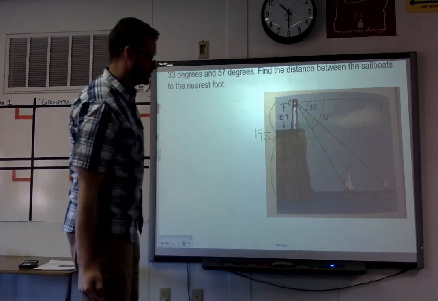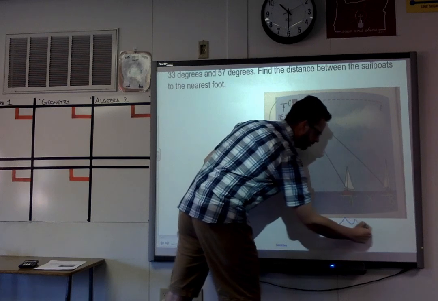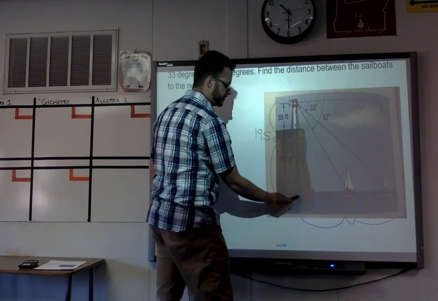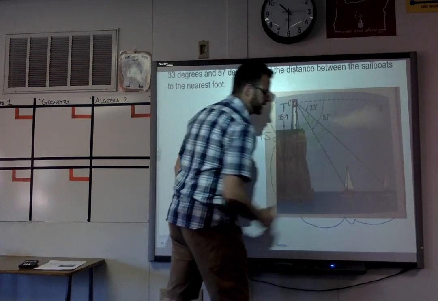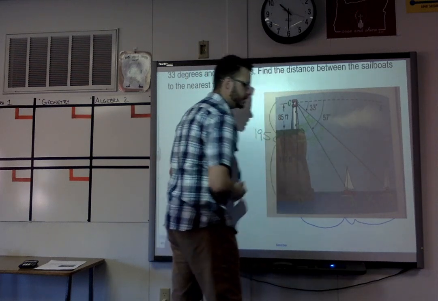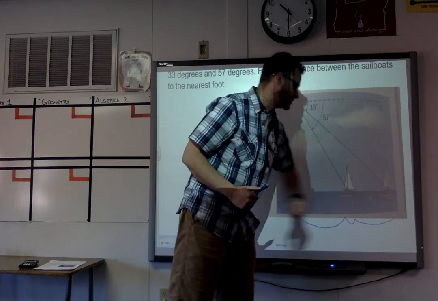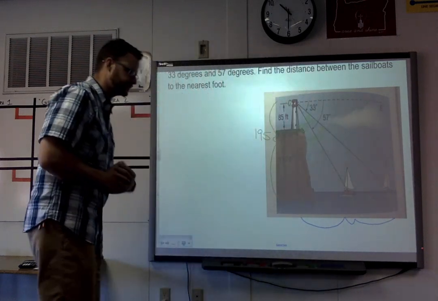what we're going to try to do is come up with the total distance from point D to point B. Then we're going to come up with the distance from D to A, and then we can subtract those to come up with our distance from A to B.